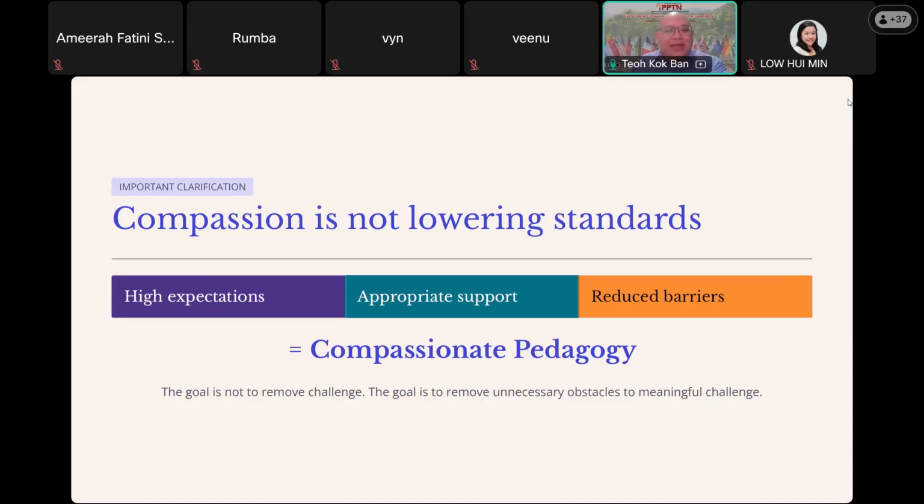So if there's another appropriate way for the student to reach the same destination, we have not lowered the destination. We have simply changed the pathway. The same principle applies in our teaching. The goal is not to remove challenge. The goal is to remove obstacles that have nothing to do with the actual learning we want students to demonstrate.